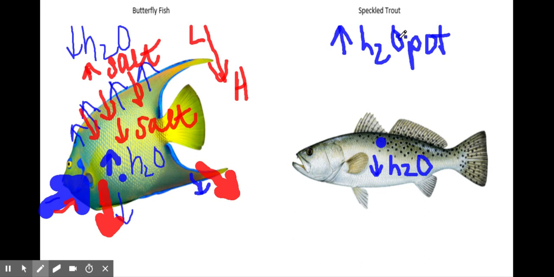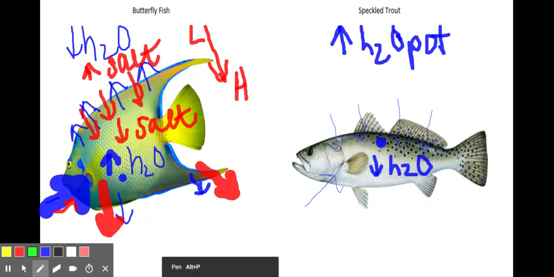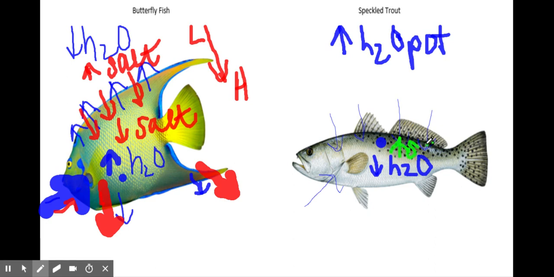So naturally, water is going to flood into this fish, into its gills. What it's going to need, though, is to get rid of all the excess water and keep its salt. So when we look at the salt concentration, it has a higher salt concentration than what's on the outside of it. Salt diffuses, so it goes from a high to a low concentration. So they're losing salt, but gaining water.